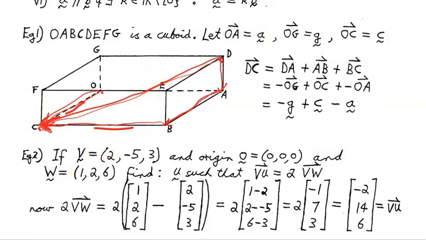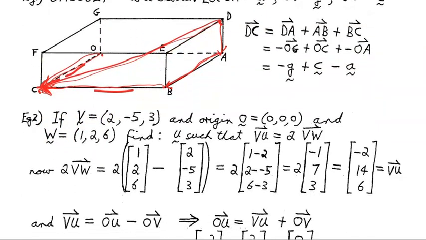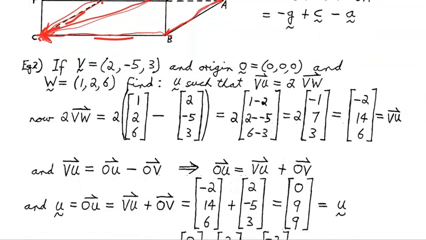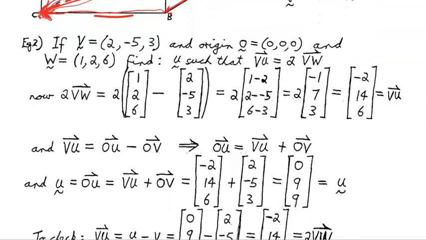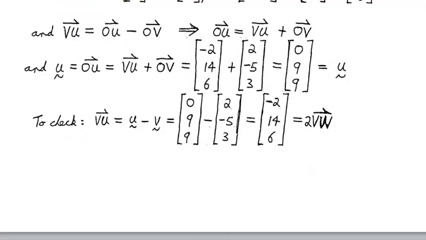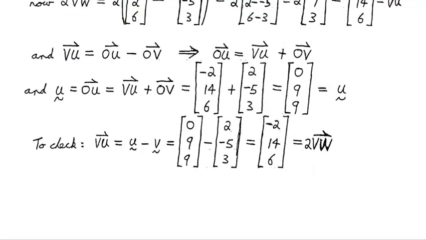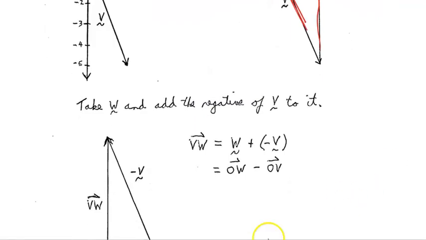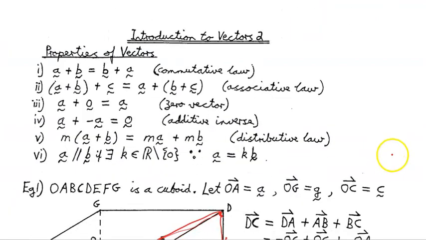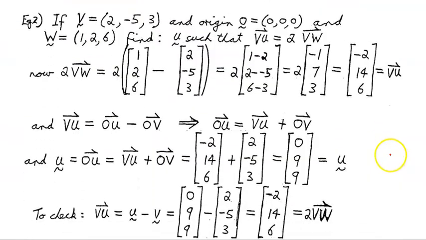Just another point we need to make here, just to finish up now. Let's just say V is 2, minus 5, 3, that's our vector, and the origin is 0, 0, 0, so we're in three-dimensional space, and W is 1, 2, 6. Find U such that VU is 2 times VW.